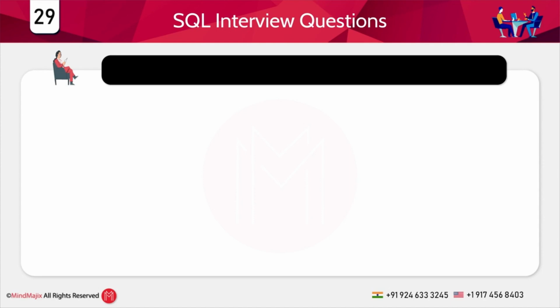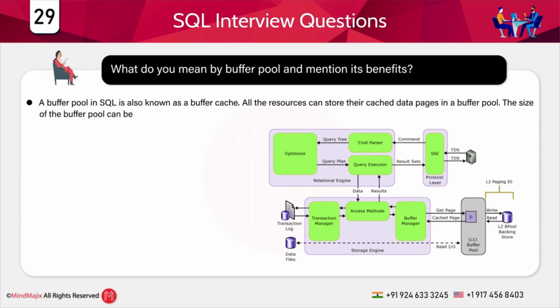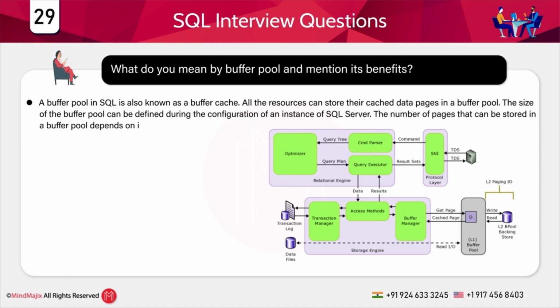After that, the next question is, what do you mean by buffer pool, and mention the benefits of it? A buffer pool in SQL is also known as the buffer cache. All of the resources can be stored in their cache data pages in a buffer pool. The size of the buffer pool can be defined during the configuration of an instance of SQL Server. The number of pages that can be stored in a buffer pool depends upon its size.